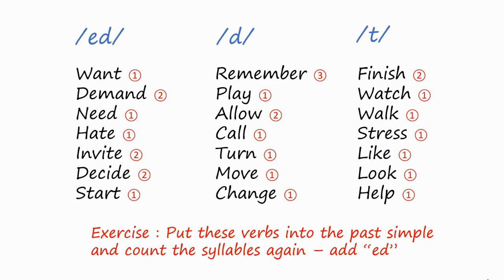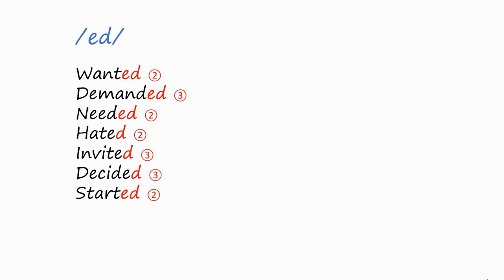So hopefully you have that done, and now we can take a look at the first category, which is the ed sounds. You will have noticed here that when we add ed, we're also adding an extra syllable to the verb. Very easy. So let me pronounce those verbs for you.